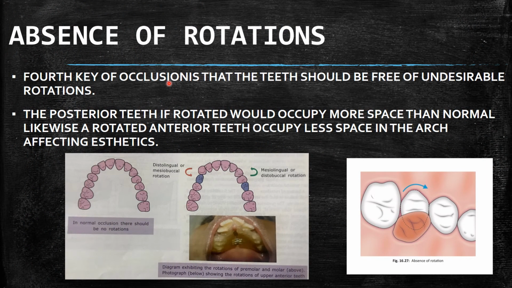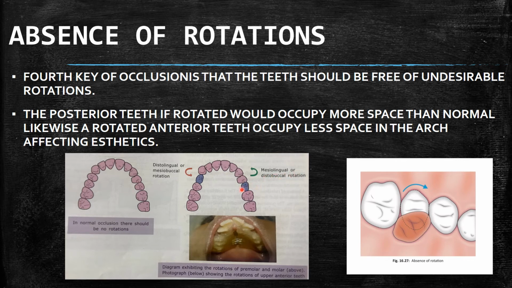The next key is absence of rotation, the fourth key of occlusion: the teeth should be free of undesirable rotations. The posterior teeth, if rotated, would occupy more space than normal. So in normal occlusion, there should be no rotations. The diagram exhibits the rotation of the premolars and the molar. Here, as you can see, this is the distolingual or the mesiobuccal rotation of the premolar, and this is the mesiolingual or distobuccal rotation.